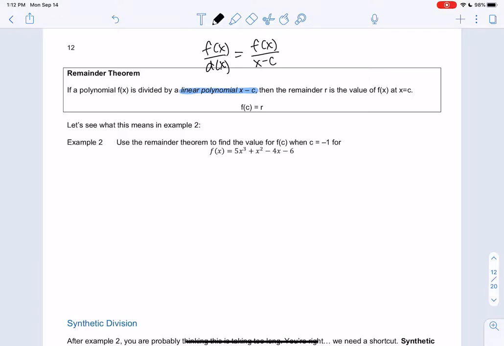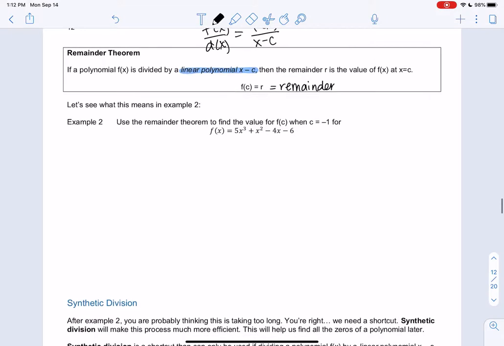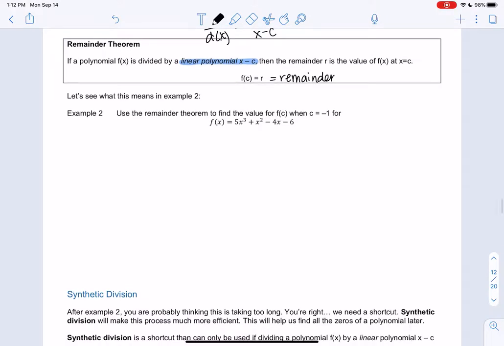So the function is equal to the remainder. These are basically two ways of finding the same thing. If I plug in c, it tells me the remainder. If I find the remainder, it also tells me the y value. So let's look at an example, and then we can convince ourselves that this is true.